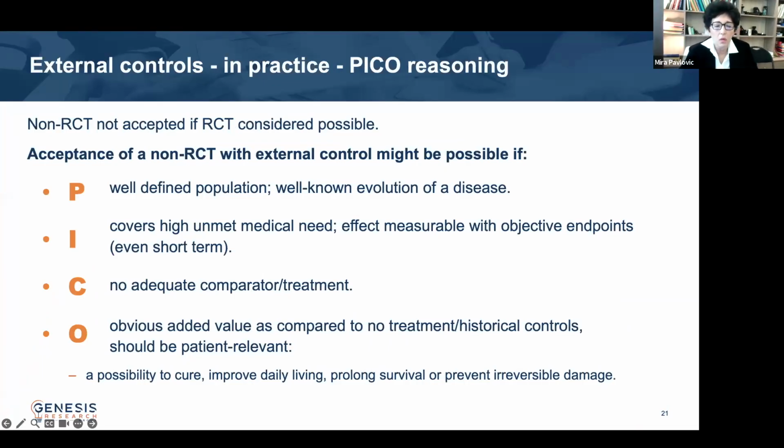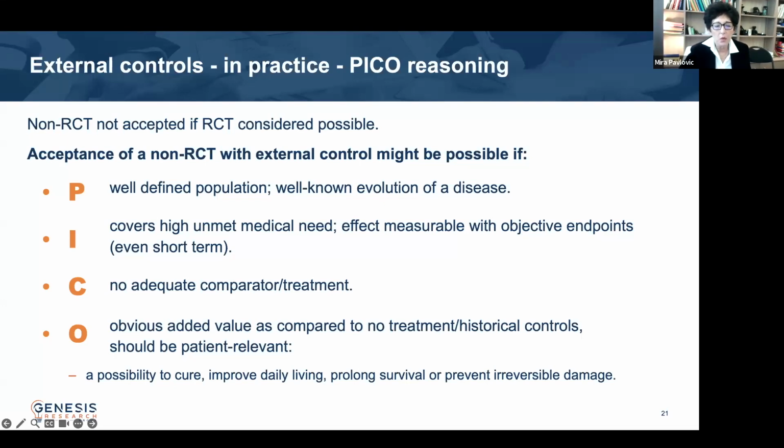So once said that, let's see how regulators and HTAs reason. In practice, what do we need to have if we wish that our external control trial is accepted? One, the most important, is a well-known evolution of a disease. This is the most important. If you have a disease like lupus coming and waning, etc., it's not possible. Of course, a well-defined population, a high unmet medical need, and an objective and measurable effect, even short-term.